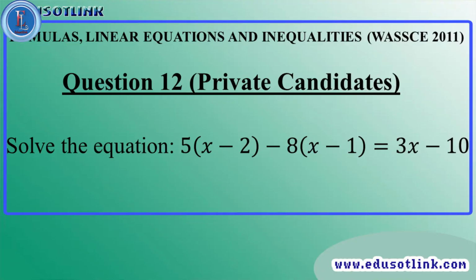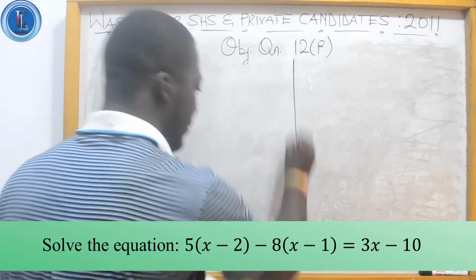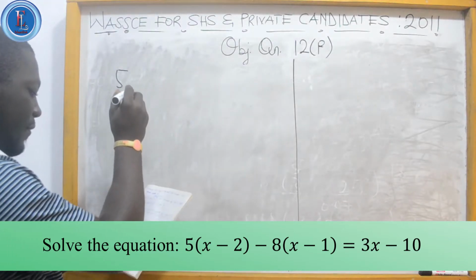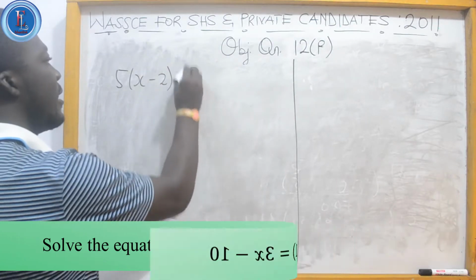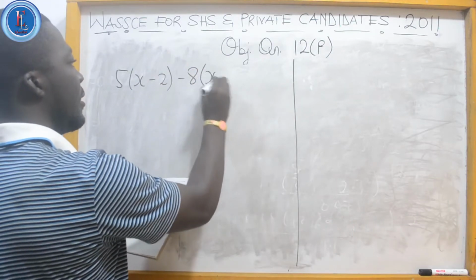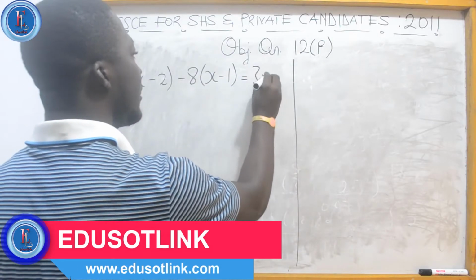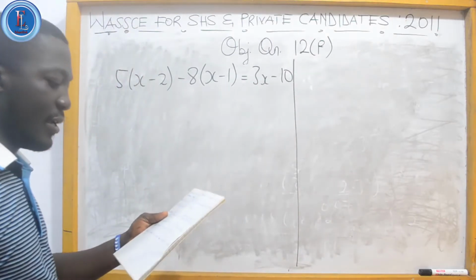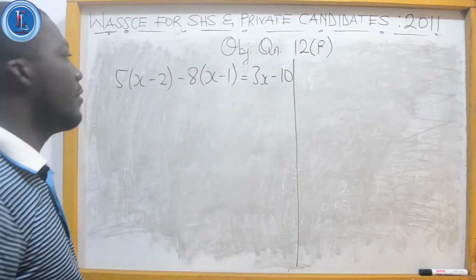Objective question 12 for private candidates. The question says we should solve the equation. Let me do a division so that we will not get stuck. 5 into bracket x minus 2 minus 8 into bracket x minus 1 is equal to 3x minus 10. So that's the equation, and we have to solve the equation, meaning we have to find the value of x.